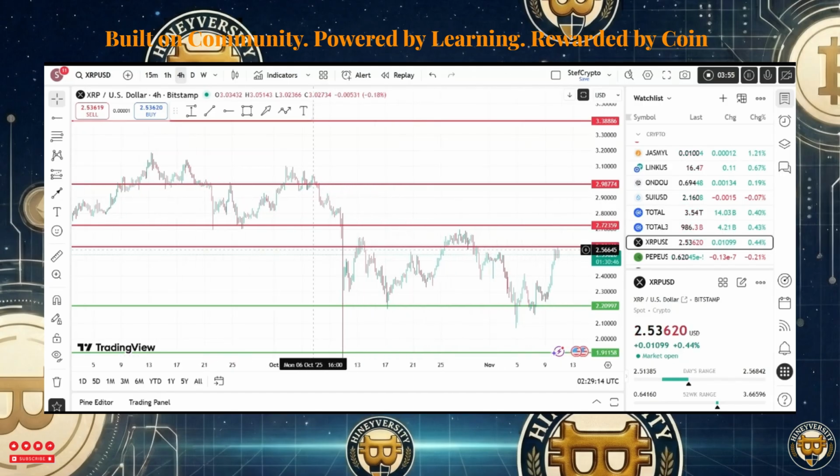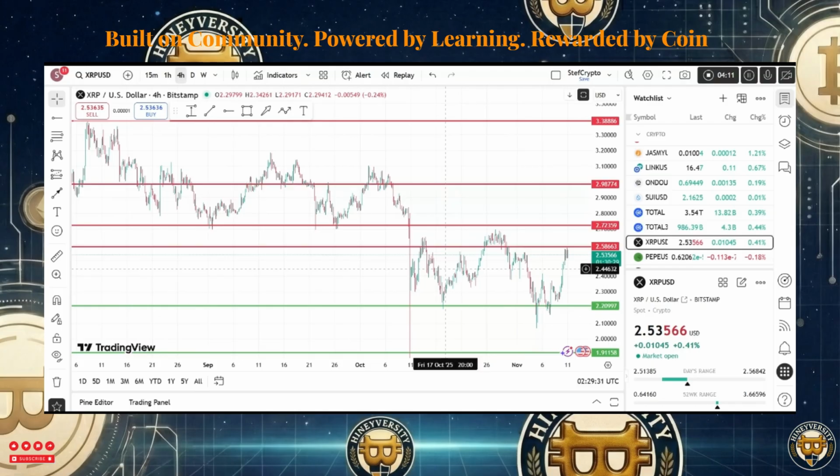And if you can see, it did recover about 60% back up, but it has been stuck between the 2 levels. We have a support level to the below, and we have a resistance level to the top. Very easy, very basic. And in the next video, we'll add some trend lines.